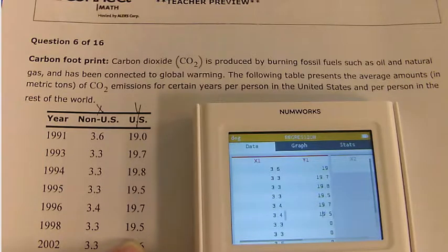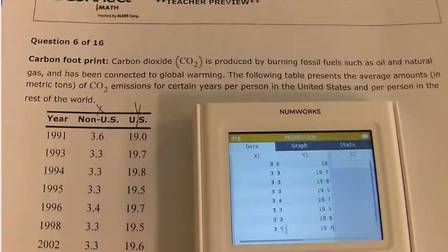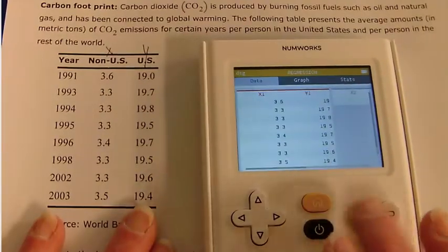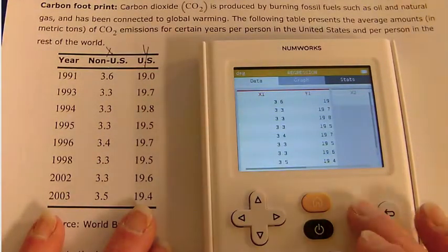I have too many 3.4s over here. So delete that line. I can work back over here. Okay, so that should be 19.5, 19.6, and 19.4. Okay, so if I hit the back arrow, I can go up to the top and I can go to the graph.